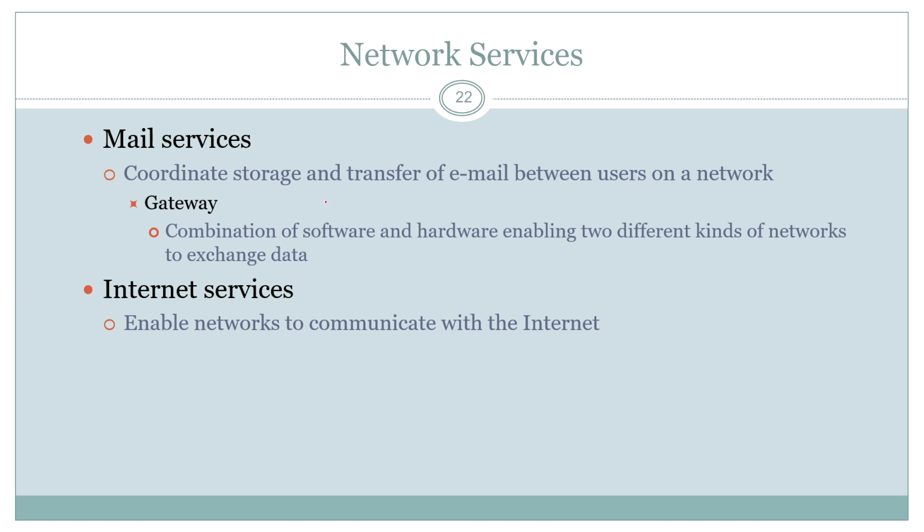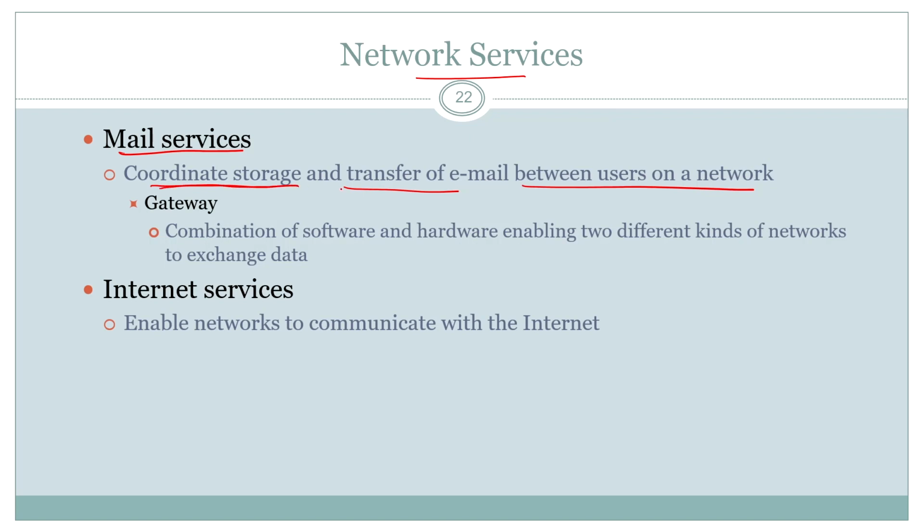Now comes the mail services. So, we all know what is an email. Okay. So, that is also a critical aspect of a network. So, the mail services include coordinating the storage and transfer of email between users on the network. Okay. So, in IITK, everybody who is a member of the IITK network gets an IITK email at @iitk.ac.in, and that is provided by a mail server that is in our computer center, right. So, the mail server stores and transfers email between users in a network.